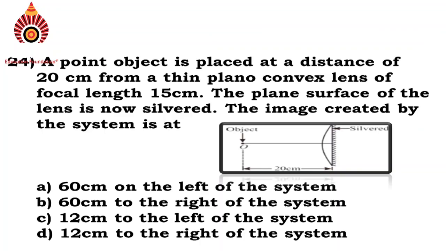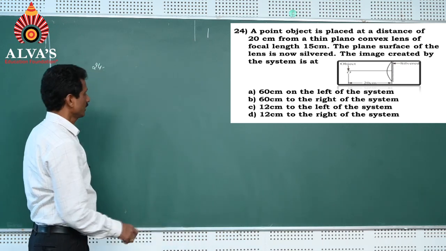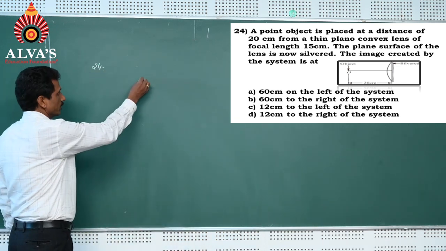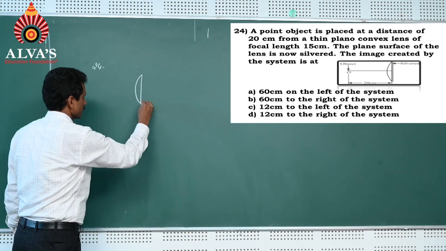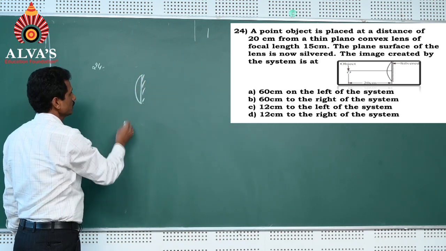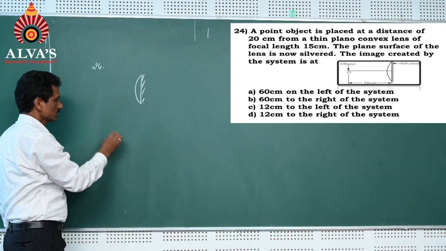Okay, you move on to question number 24. A point object is placed at a distance of 20 centimeter from a thin plano-convex lens of focal length 15 centimeter. The plane surface of the lens is now silvered. The image created by the system is at? Our aim is to find out the image distance. Plano-convex lens, plane surface is silvered. This is a convex surface.